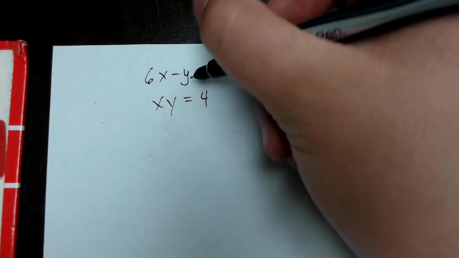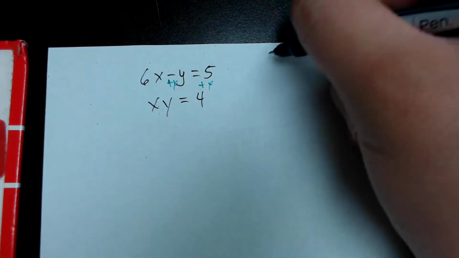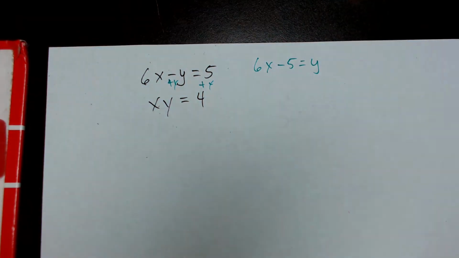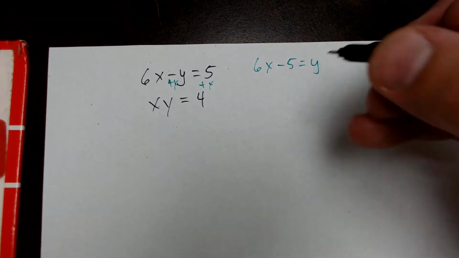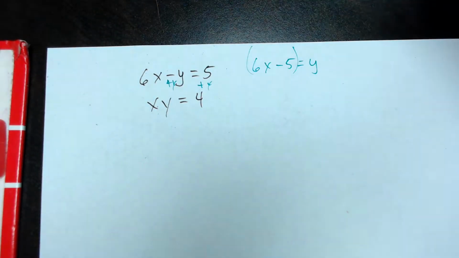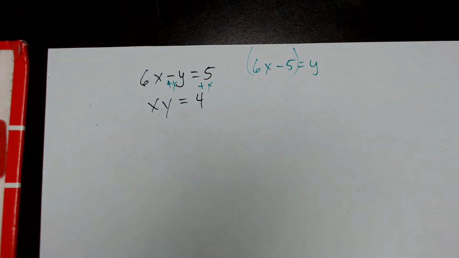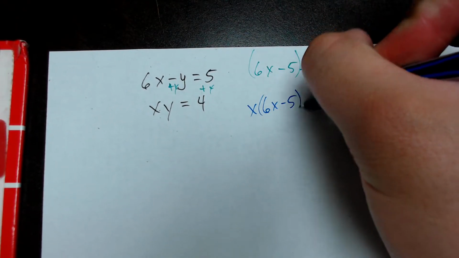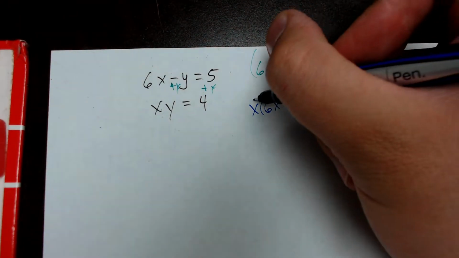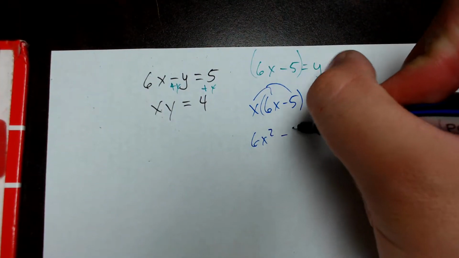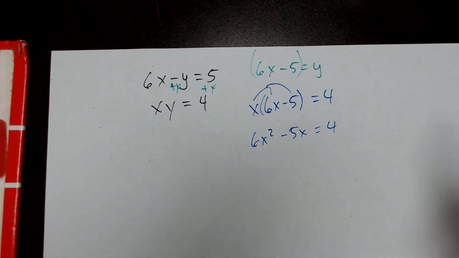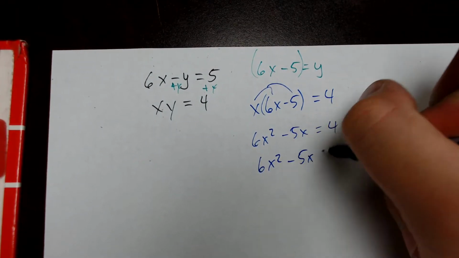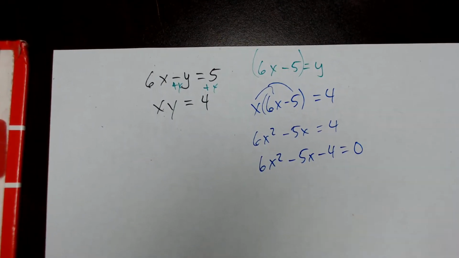So solving for y, if I add y to each side, this is going to become 6x minus 5 equals y. All I did is switch the y and the 5 and change their signs. I'm going to take this and substitute it down here for y. So this bottom equation is going to get rewritten as x times (6x minus 5) equals 4. From here I use the distributive property. I have 6x squared minus 5x equals 4. And you may notice, if I set this equal to 0, I have a quadratic. So this would be 6x squared minus 5x minus 4 equals 0.